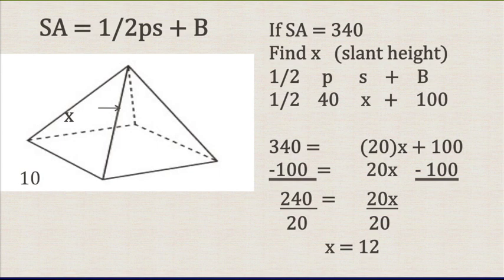Again, use opposite operations. Get rid of our 100 by subtracting 100 from both sides of the equation. That leaves us with 240 on the left, 20x on the right. To solve for x, divide both sides by 20. And our final answer is 12.